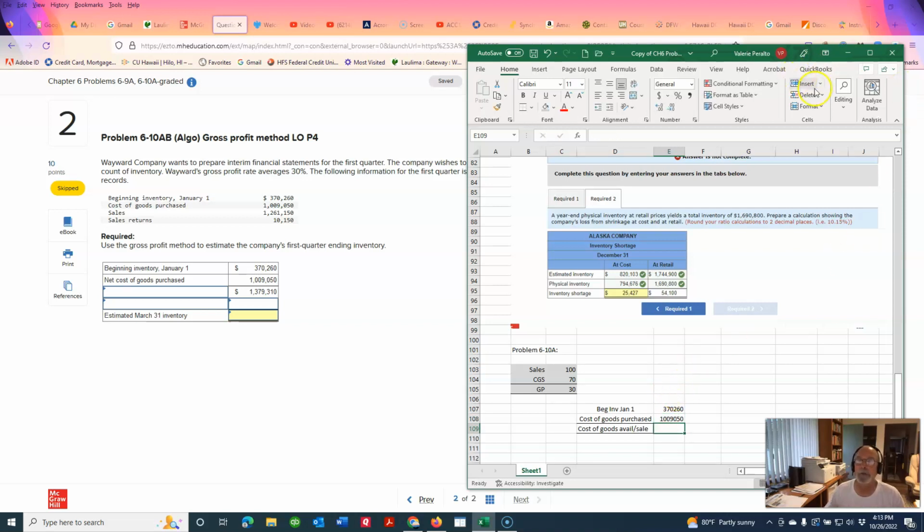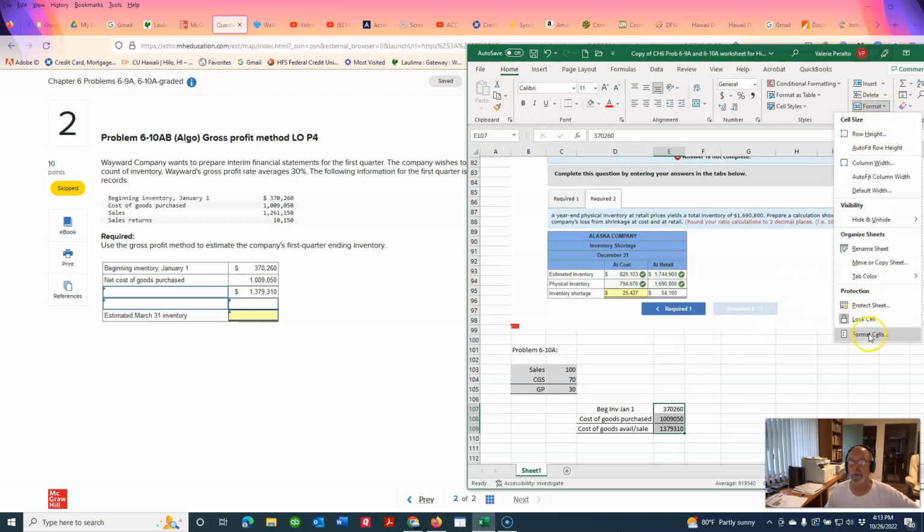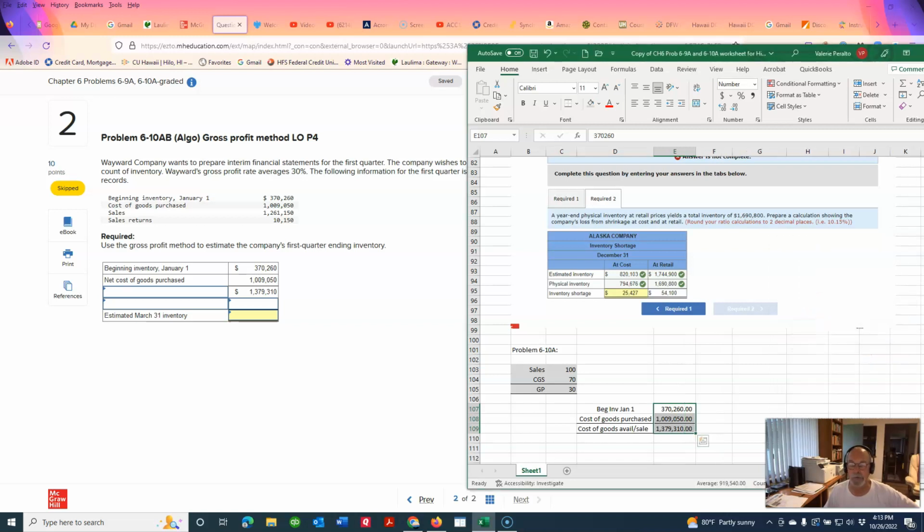And so that will give us cost of goods available for sale of $1,379,310. And of course, this is also given. These three numbers are given in the problem. Let's put some formatting on this so that it's a little bit easier to see what those numbers are. There we go.